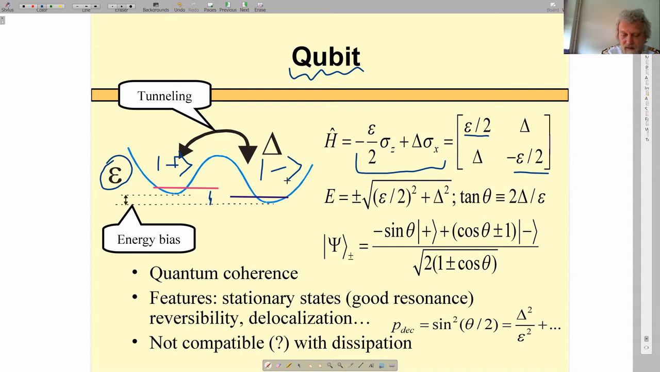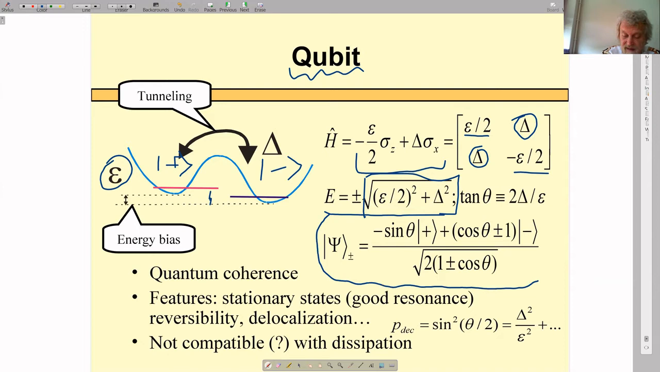Good. Then there is no diagonal element which mixes the states, which wants to make superpositions. Good. What we can do with this Hamiltonian? Well, we can diagonalize it, find energies. Very good. And we can also find resulting eigenstates.